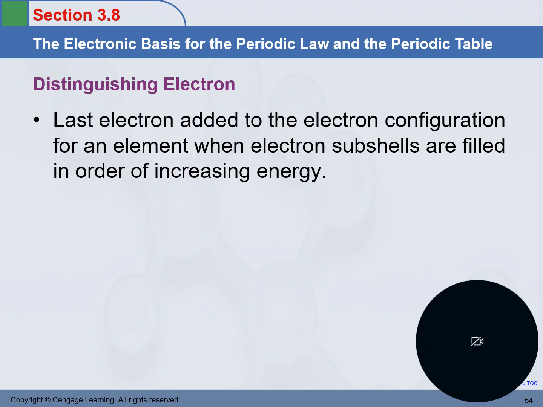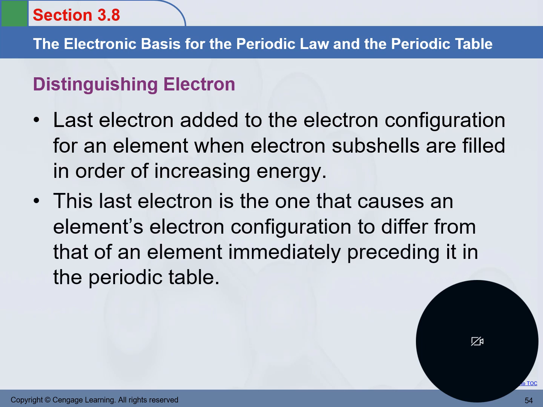Distinguishing electrons. The last electron added to our electron configuration is probably the most important. It's going to have the highest energy, and it's going to cause our electron configuration to differ from the element immediately preceding it on the periodic table by one element, giving it different chemical properties.